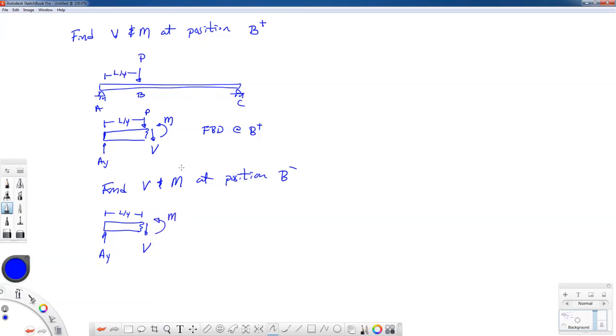So just to make sure we distinguish between those two, here maybe I'll label this as B plus, and here I'll label this as B minus. And you might remember from statics doing shear force and bending moment diagrams where you had vertical jumps. Basically what this is saying is we want you to be to the right of the jump or to the left of the jump, because if you're right on the jump, it's kind of undefined.